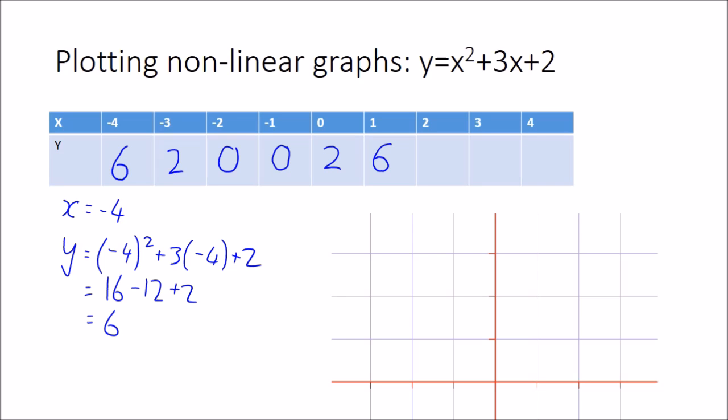2 squared is 4, plus 6 is 10, plus 2 is 12. 3 squared is 9, plus 9 is 18, plus 2 is 20. And 4 squared is 16, plus 12 is 28, plus 2 is 30. Okay, so we've got our table of values.